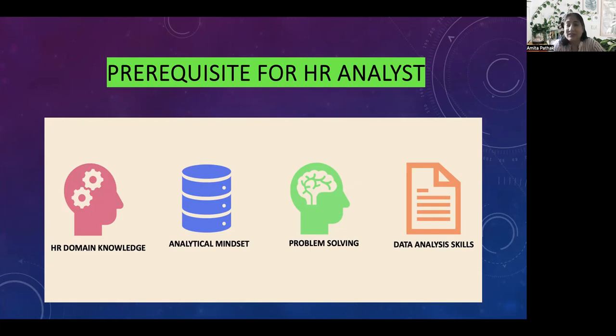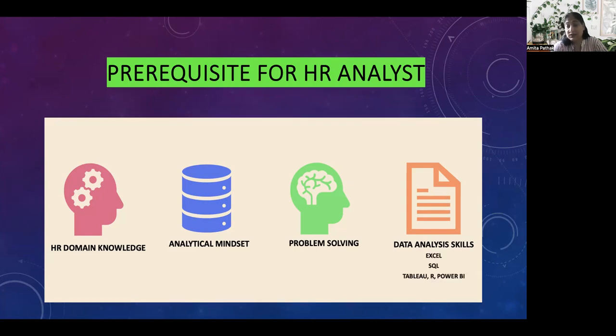So the role of a data analyst here is to put in his best effort, applying an analytical mindset and doing problem solving to gain insight. But how will that person gain insight? That person should have knowledge of data analysis. We will go ahead with data analysis, but here we are talking about data analysis skills. So what are the skills?